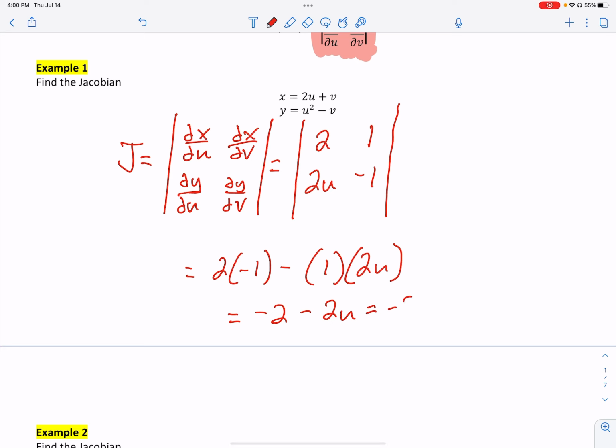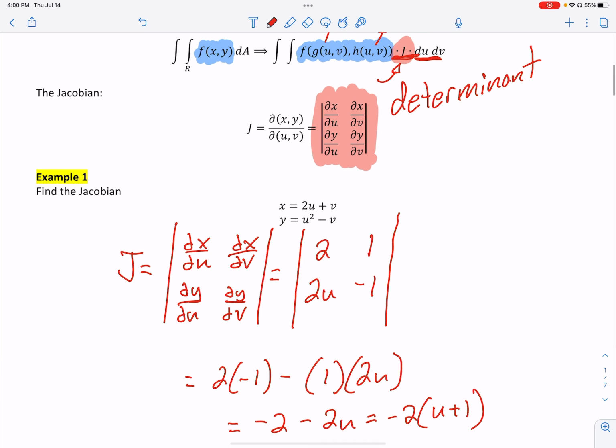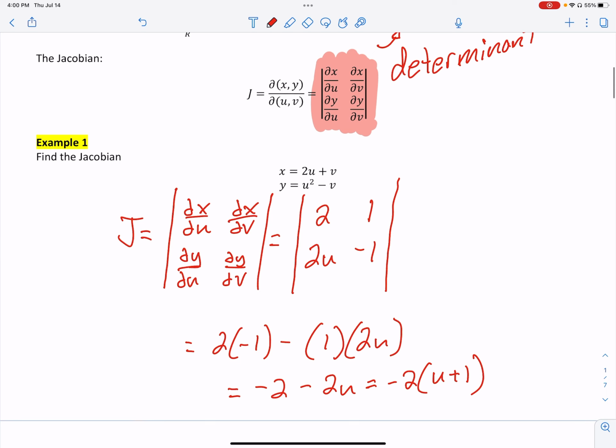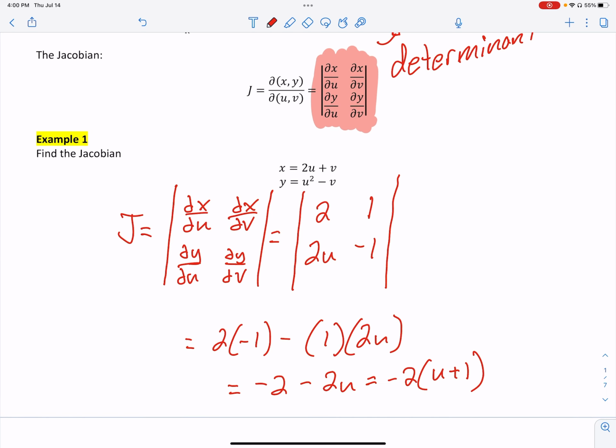We could, if we wanted to, factor out the 2 and do a u plus 1 inside. It doesn't matter. But that's my Jacobian. That's what we're going to have to actually multiply by in our integral once we get to our integrals, to make our transformation accurate.